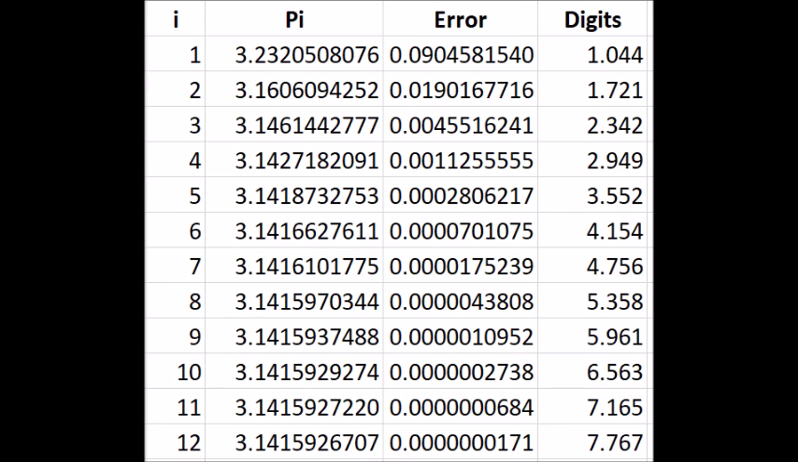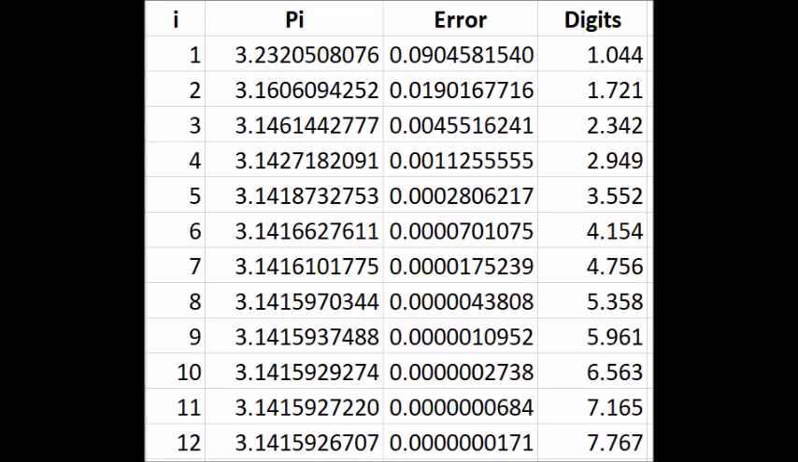Here I repeated our estimate for pi in the second column. In the third column, the error for each row is calculated as our estimate of pi minus the exact value. The fourth column is the negative base 10 logarithm of the error. As discussed elsewhere, this gives us a quick way to evaluate the number of digits of accuracy.